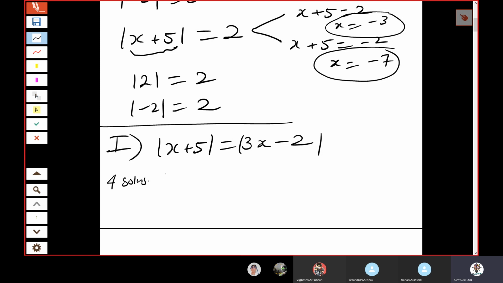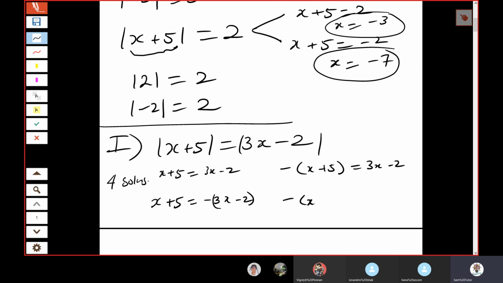So technically, it looks like this. x plus 5 equals 3x take away 2, right? Positive, positive. The next one would be positive, negative on the right-hand side. The next one would be, so now you just did positive, negative, positive, positive. Then you've got to do negative positive and negative negative. I'll pause there. Do you guys understand this line fully?